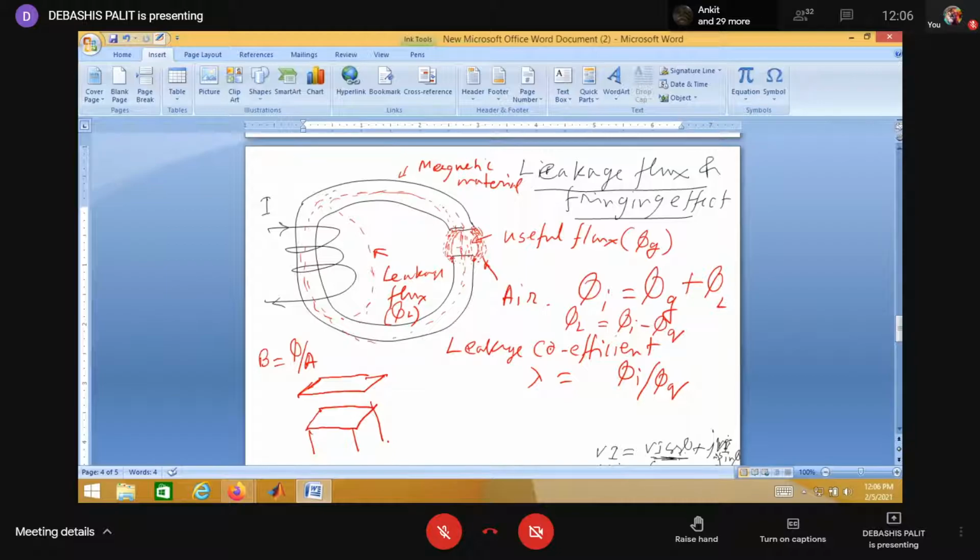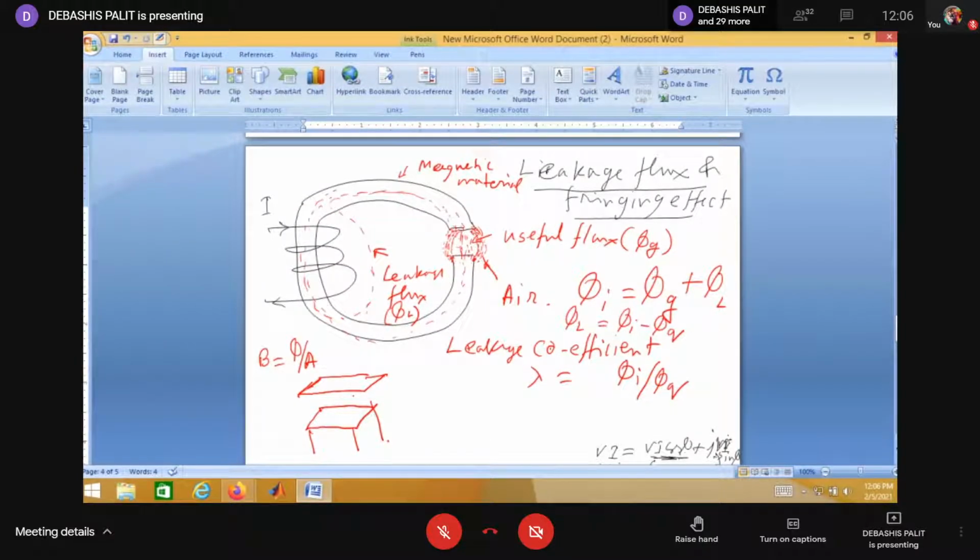So flux flowing through the magnetic path, although there may be some air gap, that is your useful flux. And flux which is not flowing through the magnetic path, that is your leakage flux. Sir, why is flux leakage taking place? Why is flux leakage taking place?